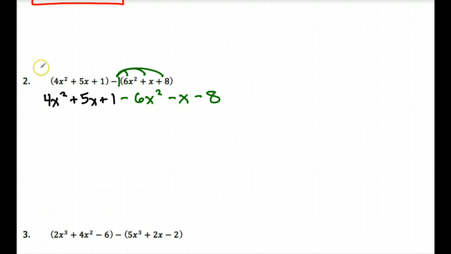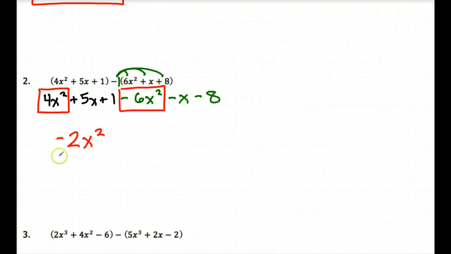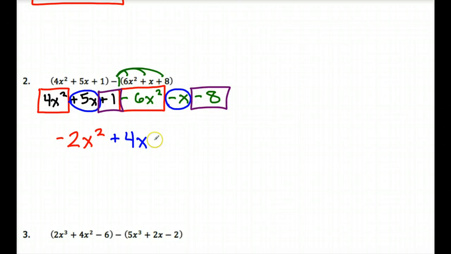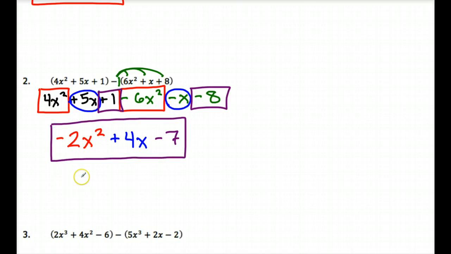I'll start with my largest exponent, which again is my x squared. We have a positive 4x squared right here that we're going to combine with a negative 6x squared. 4x squared minus 6x squared is negative 2x squared. Then I'll move down to my x term. We have a positive 5x that we can combine with a negative 1x. 5x minus x is positive 4x. And then finally we have a positive 1 that will combine with our negative 8. 1 minus 8 gives us minus 7. So this polynomial in standard form simplifies to negative 2x squared plus 4x minus 7.